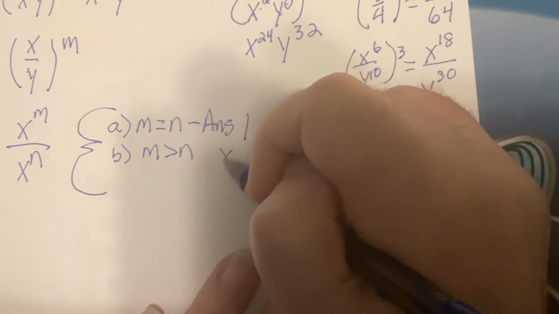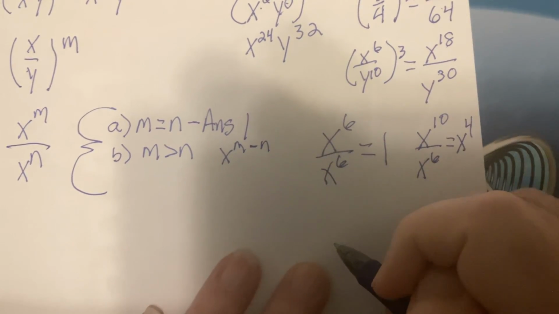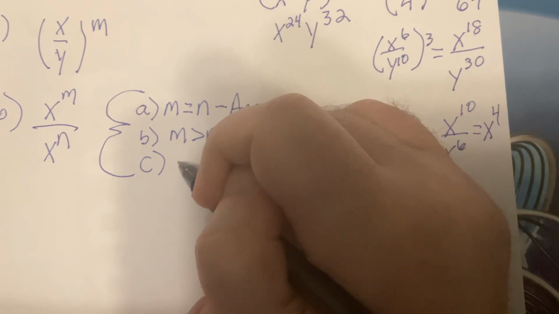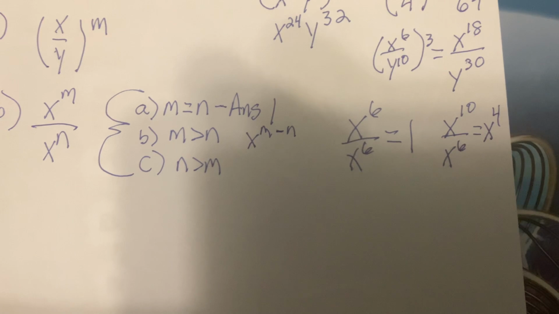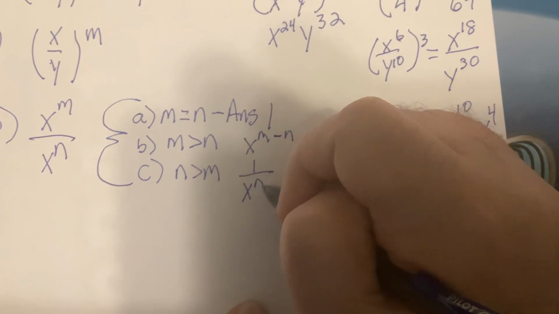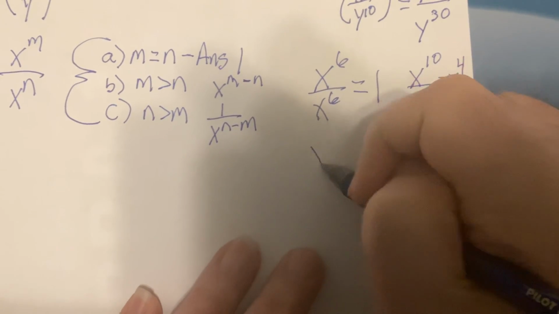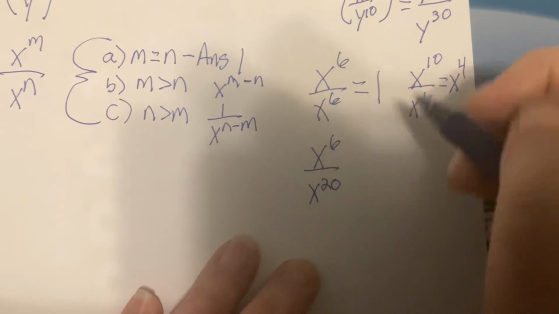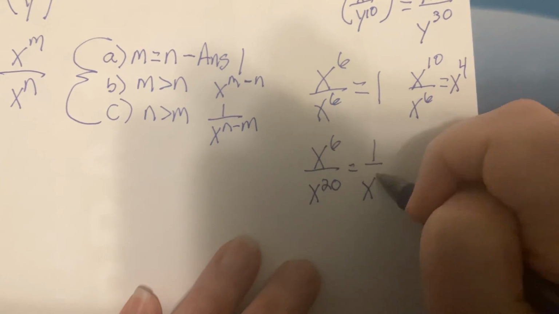Or when you're dividing, you subtract the powers. So if the bottom power is bigger, it's 1 over x to the n minus m. So if I had x to the 6 over x to the 20th, you'd say it's 1 over x to the 14th.